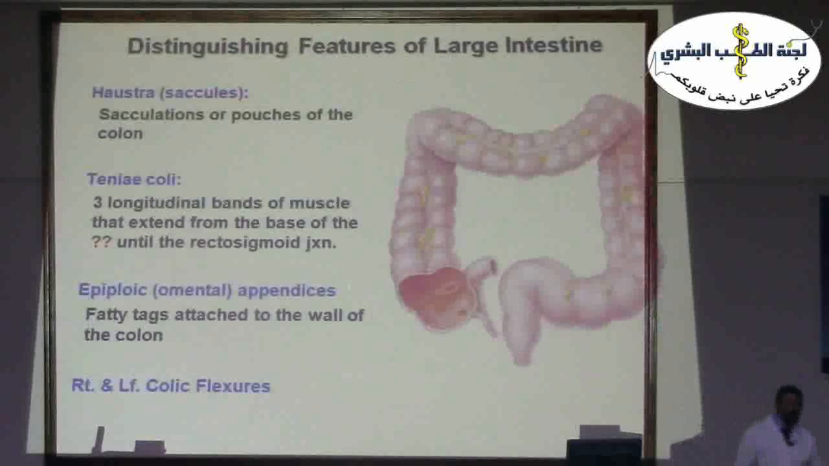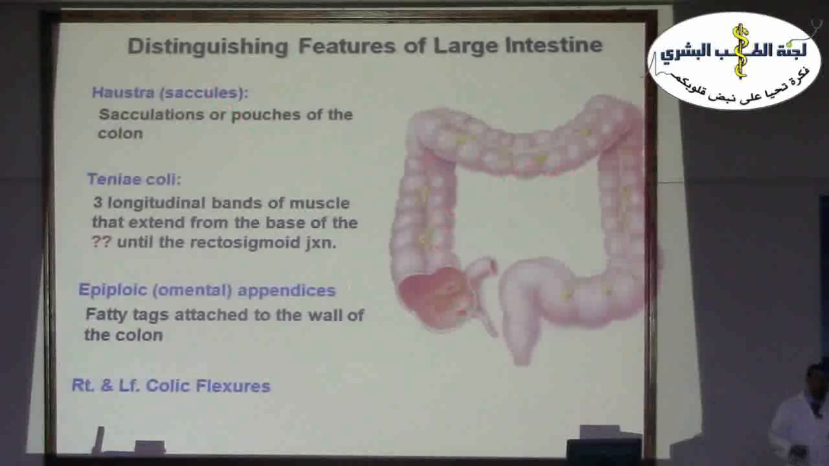When you look at the large intestine, how do you distinguish it from the small intestine? There are 4 main features. First, you see the difference that the large intestine starts to form sacculations. These structures are not present in the small intestine. These sacculations are actually because of what? We call them haustra. Haustrum is the singular. Or saccules, saccule is the singular. Why are these saccules there?